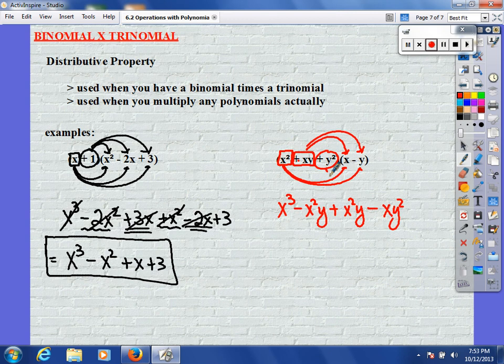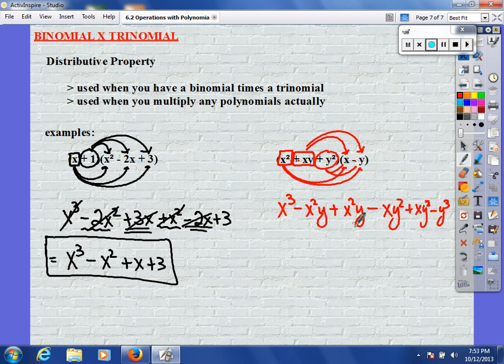Now we've got the last one. I've got to distribute it through. I get a positive xy squared. Oh, I almost made a mistake there. A positive times a negative is a negative y cubed. Watch your signs. I almost did the same thing. It's a negative. Now combine like terms.